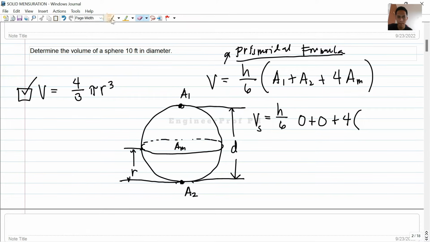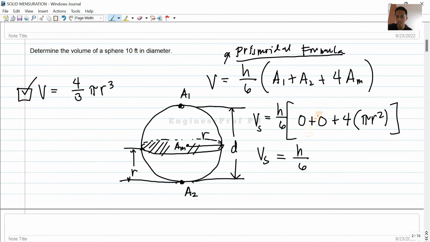Area sub M here is a circle, of course with radius R. So that is just pi R squared. Then let's simplify. Volume of sphere equals h over 6 times quantity 4 pi r squared, and we have here h. What is our h here? H is this height here. So h is the height, or the diameter.